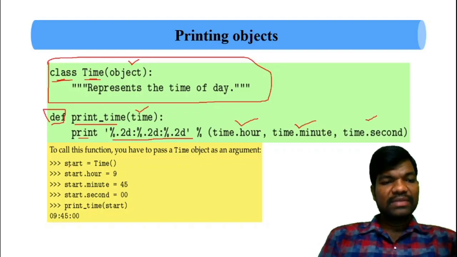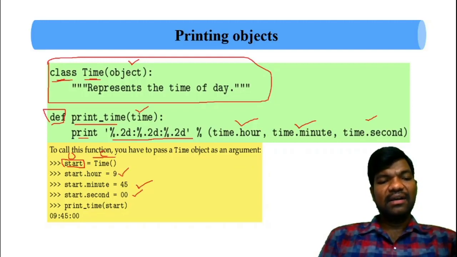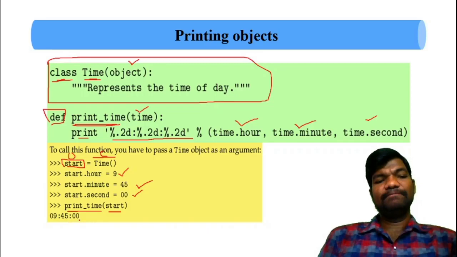Create one object, start. This is the object, this is the class. Hour is 9, minute is 45, seconds are 0. Now call the function print_time. What is the object here? Start. So give start. It will print these three: 9:45:00.